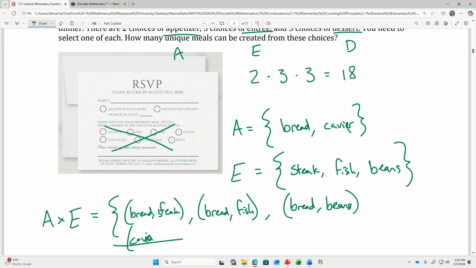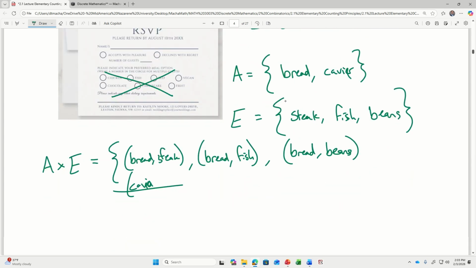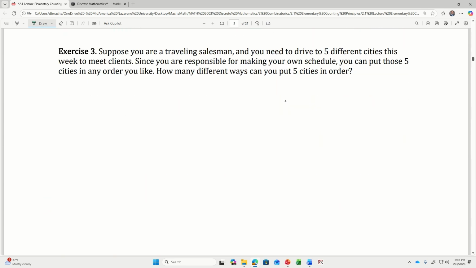And if I take a Cartesian product, I'm taking ordered pairs, right? And by the time I take the Cartesian product between appetizers and entrees and desserts, now I've got ordered triples, right? Ordered triplets. But I just have to multiply by the cardinality of all three of those sets to get the final cardinality. So I do 2 times 3 times 3, and that gives me 18. And that's the idea.